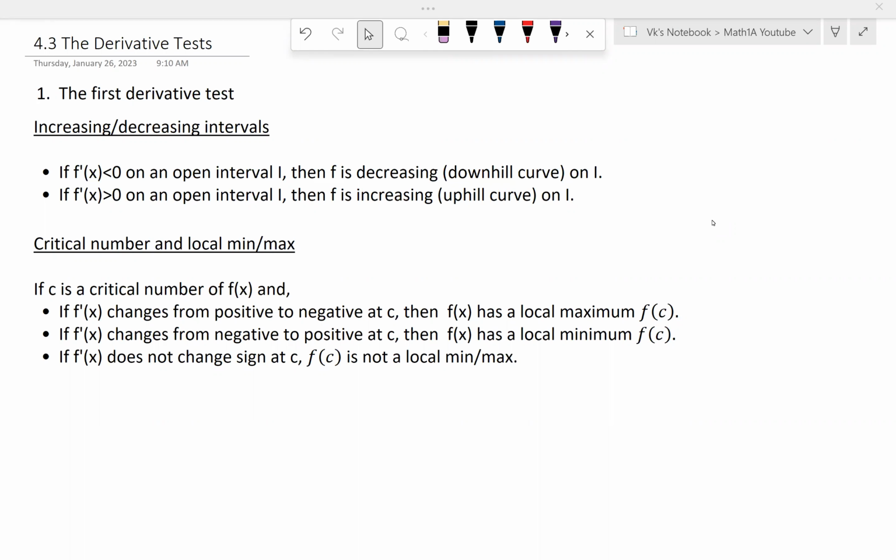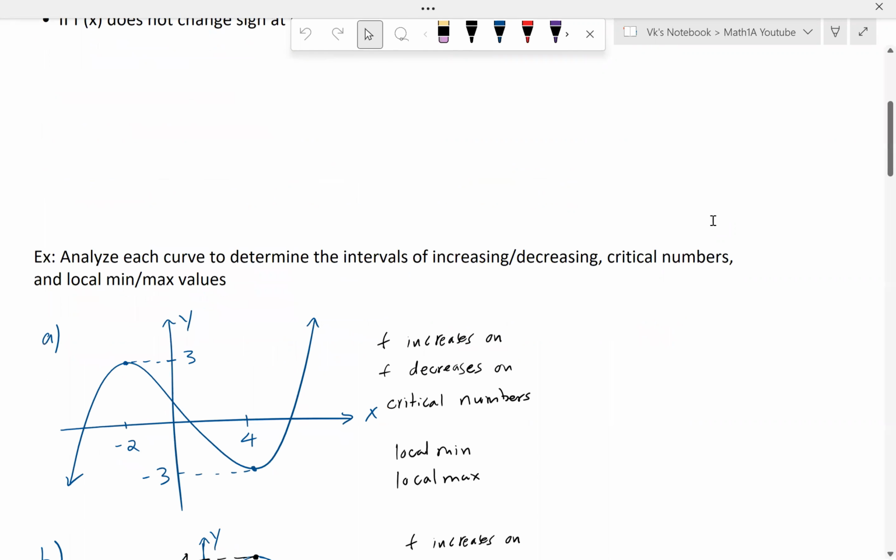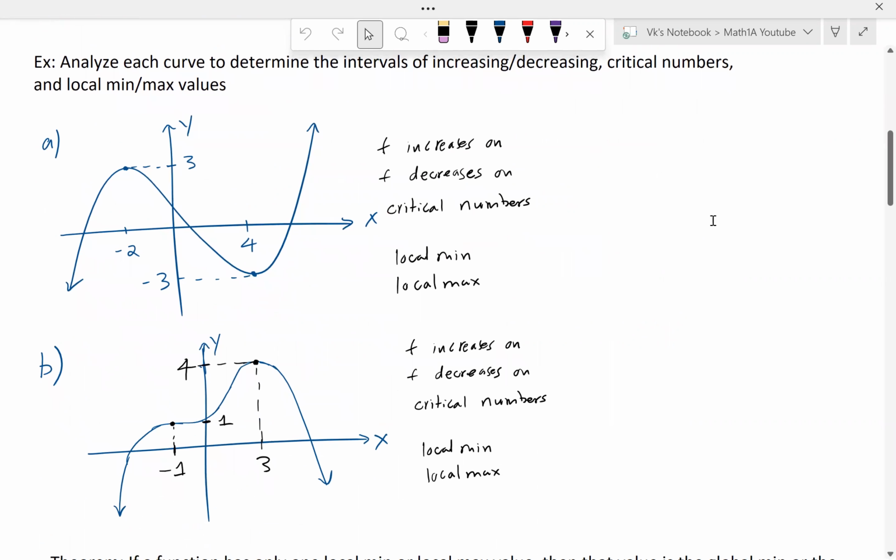Okay, let's take a look at some examples. Here comes an example. Analyze each curve to determine the intervals of increasing or decreasing, critical numbers, and local min max values. So let's take a look at A. We have this curve right here.